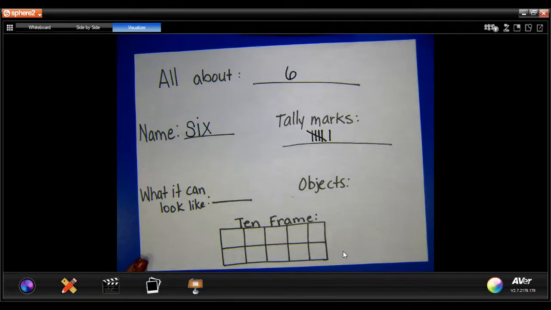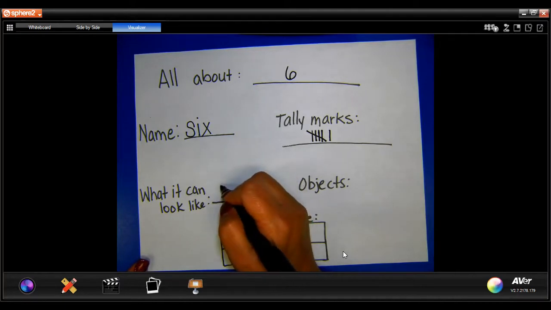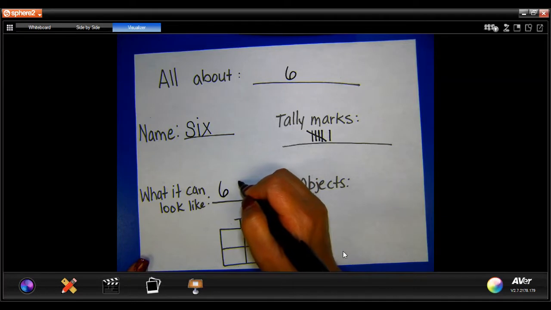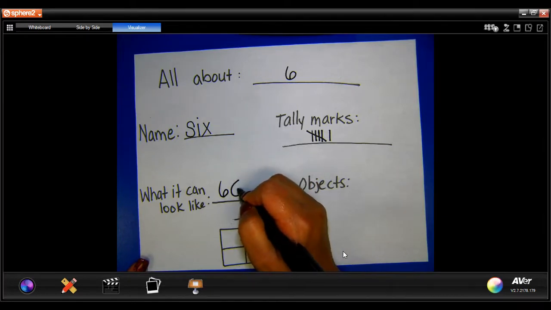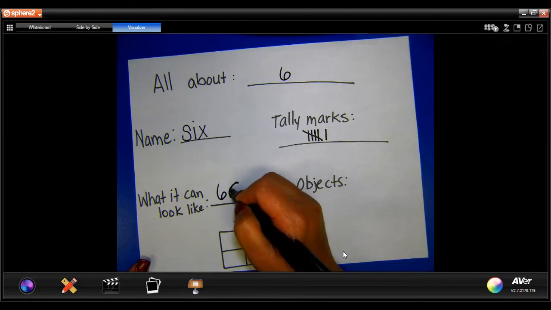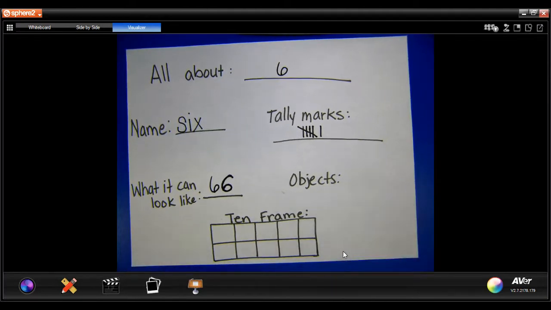What can it look like? Okay, this is typically what number 6 looks like. Either like this, or sometimes it's a little bit more curved, like this. Both of those are number 6. Okay, for objects, you're going to draw 6 things or 6 stickers, however you want to do it.